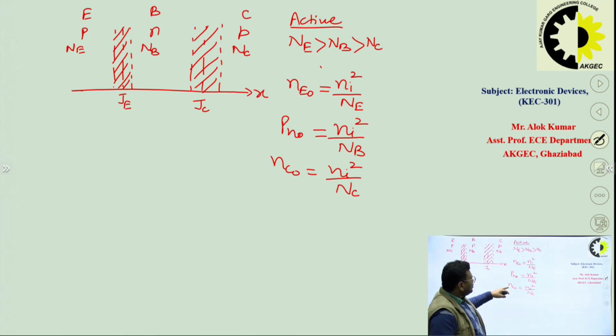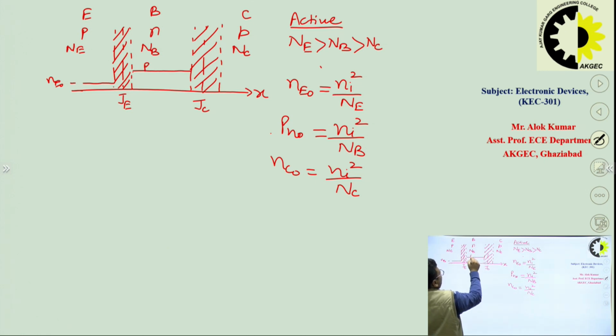So, Nc naught should be higher than Pn naught, and Pn naught should be higher than Ne naught. Here we can take this as your Ne naught, here this is your Pn naught, and here this is your Nc naught. This will be the minority carrier concentration.